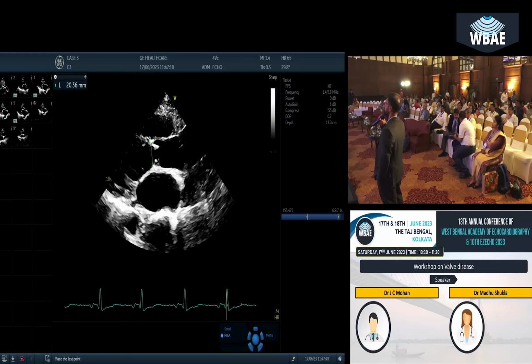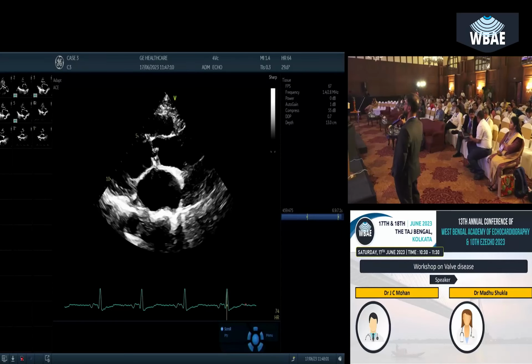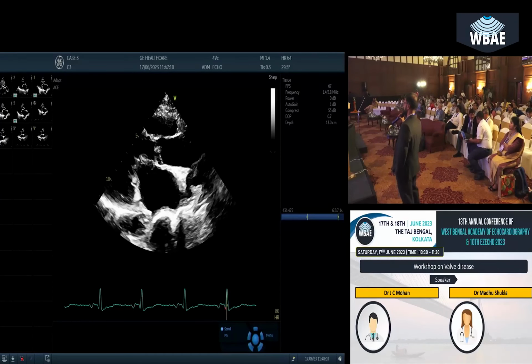I have to measure from here. Yeah, that's good, so around 20. You can save it and then get in the diastolic frame. Change the frame. You have to be at the level of diastole, and you may measure three.